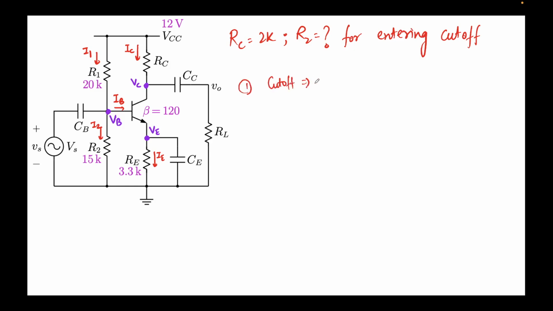Cutoff implies that IC is approximately 0. This means it will not be exactly 0, because there will always be some leakage current flowing, but for all practical purposes we will say that IC is 0 milliamps. This means there's no current flowing through this loop at all, because it's cut off.